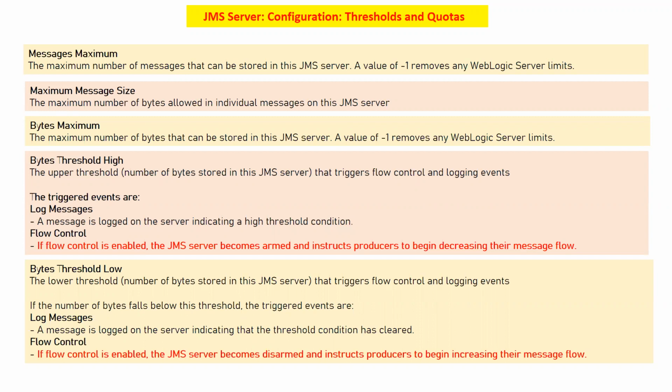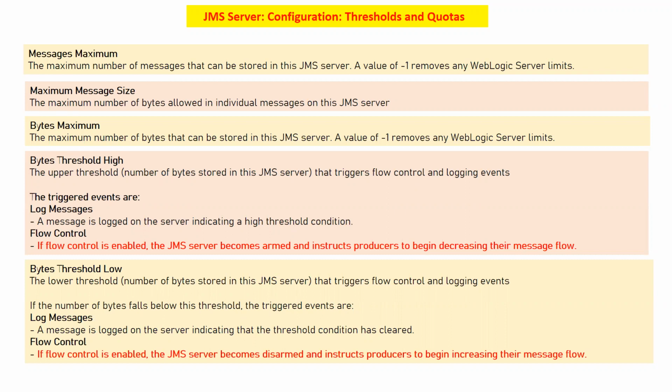For the JMS server, one important parameter is messages maximum. This is the maximum number of messages that can be stored in the JMS server. As I said, the queues and topics get targeted to your JMS server, and the JMS server is the physical repository of all your messages. So that means the total capacity of your JMS server, the total number of messages a JMS server can hold, is defined by messages maximum.